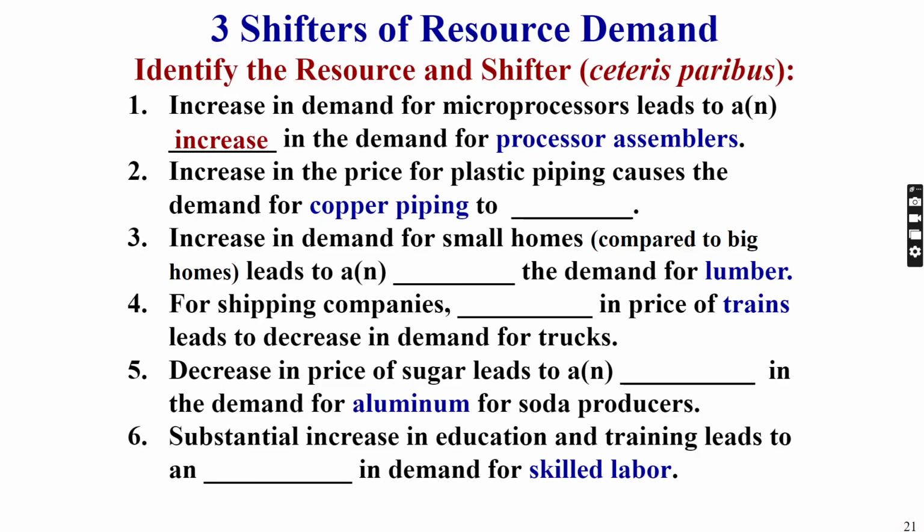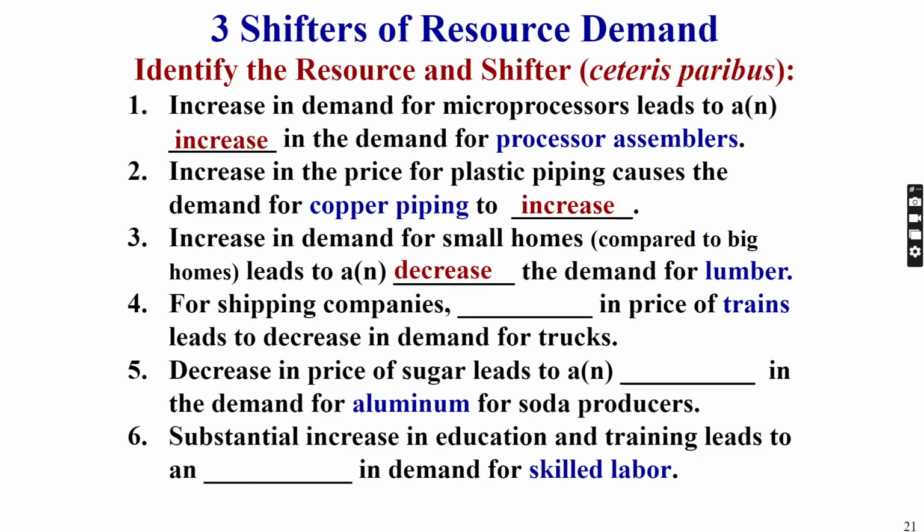Number 2, there's an increase in the price for plastic piping, which causes the demand for copper piping to increase. Notice here we're analyzing copper piping, but this was a change in a substitute resource. Plastic piping there would be the substitute resource. Number 3, an increase in the demand for small homes compared to big homes leads to a decrease in the demand for lumber.